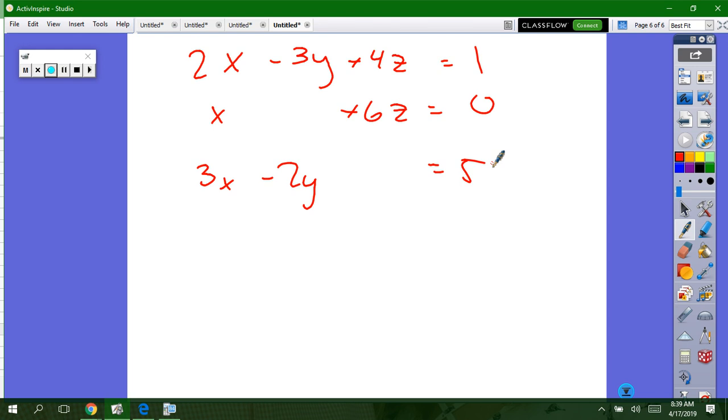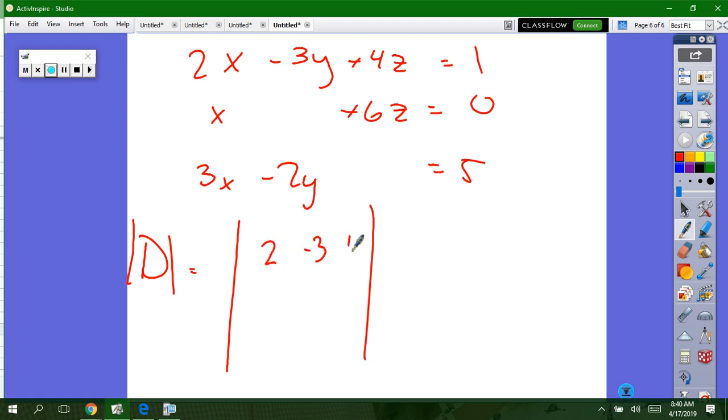Okay, we're going to find the determinant D, just a regular one, okay? I don't want to have to write the matrix equation again, we're just going to go straight into it, that'll get us together. So, the determinant of the 3 by 3. So I have 2, negative 3, 4; 1, 0, 6; 3, negative 2, 0. Any questions on how I have those with just a regular matrix determinant?